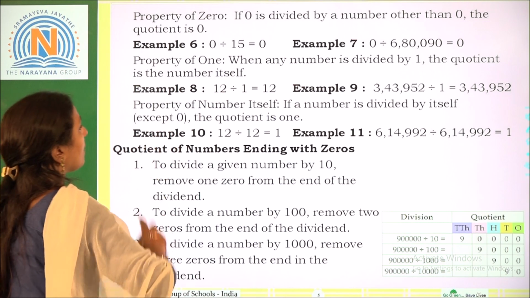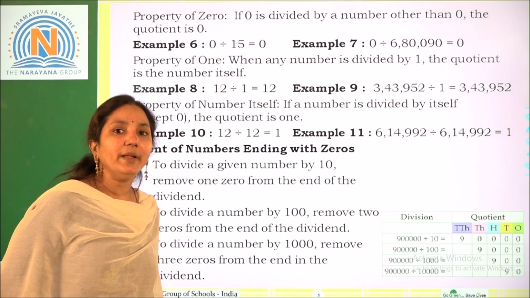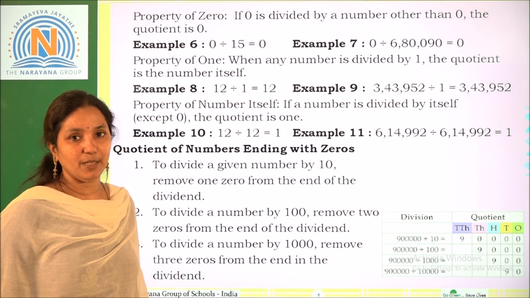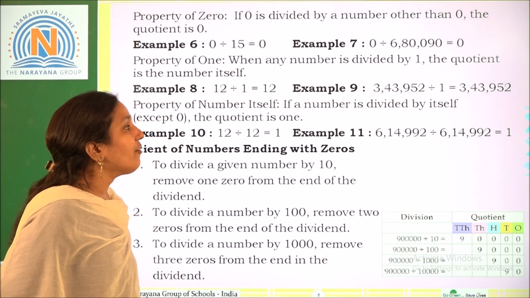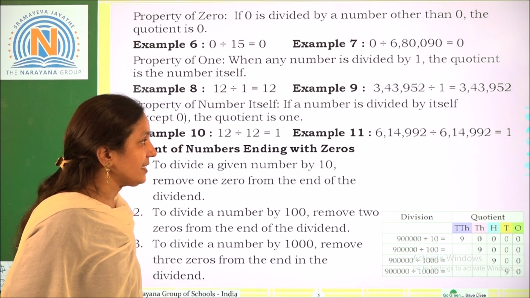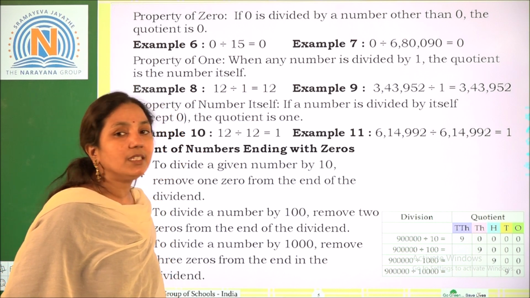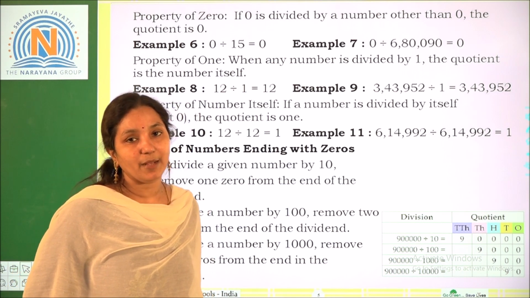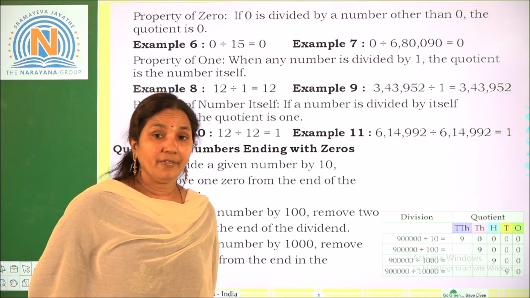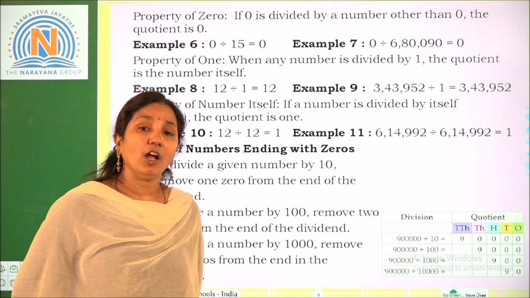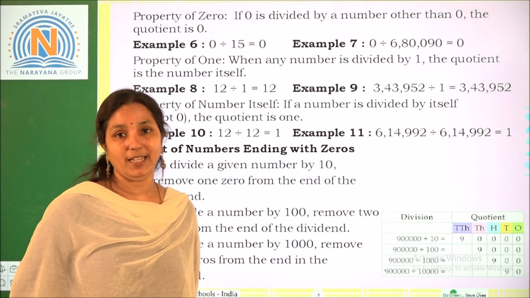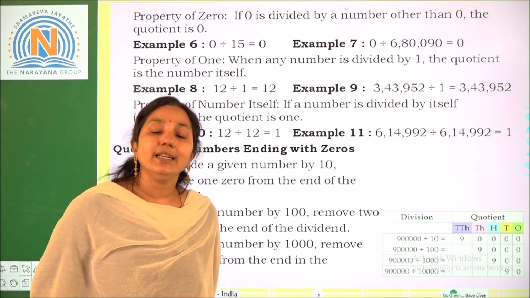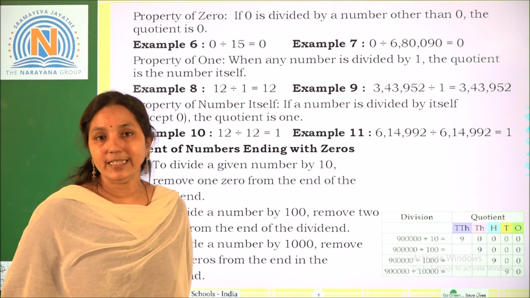For example, 12 divided by 1. How many times will it go? 12, in the 1 table 12 times only. Like 3,43,952 divided by 1. How many times will it go? 3,43,952 times only. 15 divided by 1. How many times will it go? 15 only. So you will get the number itself as the quotient, children.